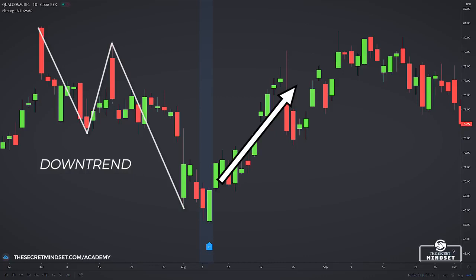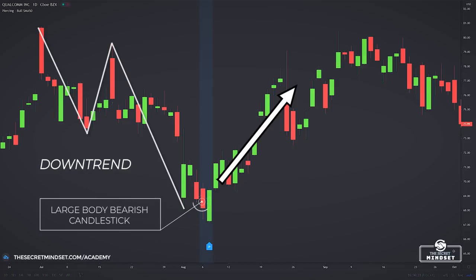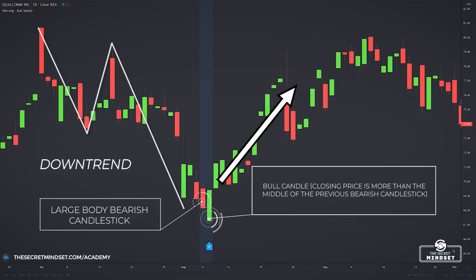Piercing pattern is formed when the bulls and bears both are fighting to gain control over the prices. The first candlestick should be red, having a large real body, and the second candlestick should be green, and also should open below the low of the previous candlestick. Also, the second candlestick must close above the middle of the real body of the first candlestick.